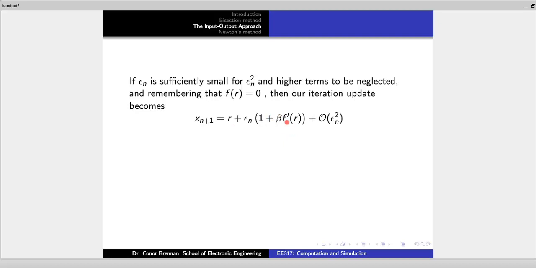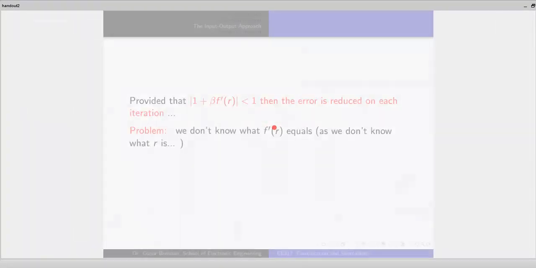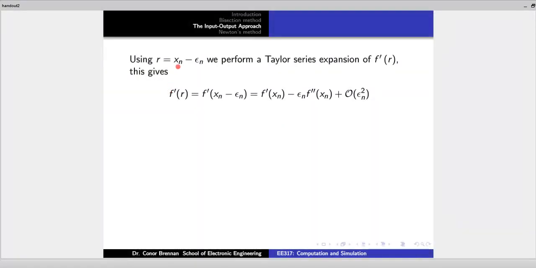Problem is, we don't know how to choose beta because we're stuck again. We don't know what f dash r is. We don't know what r is. r is the root. We can't say anything about this. So what we did last week is we took r and said, well, r is equal to our present estimate minus our present error, epsilon n.